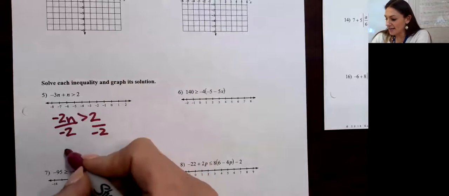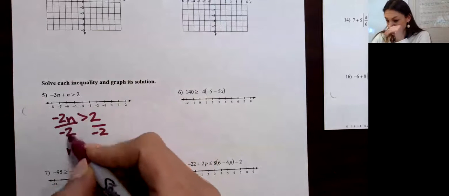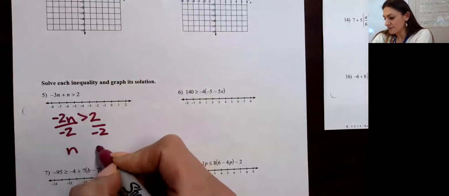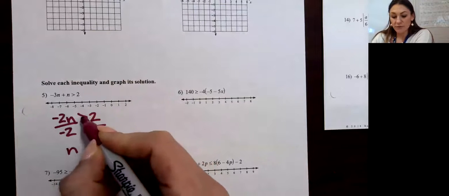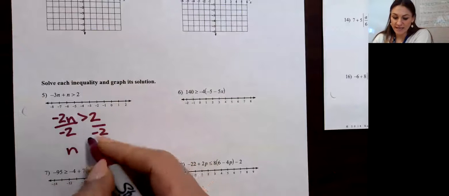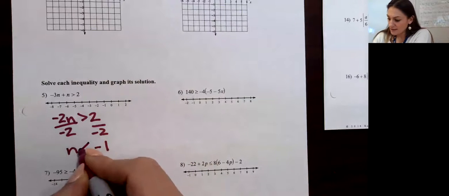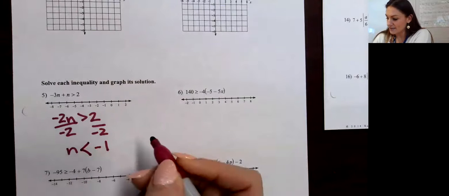Remember, when you're dividing by a negative, that flips this negative to a positive. That flips this positive to a negative. So we also have to flip the inequality. So this is going to become n is less than -1.